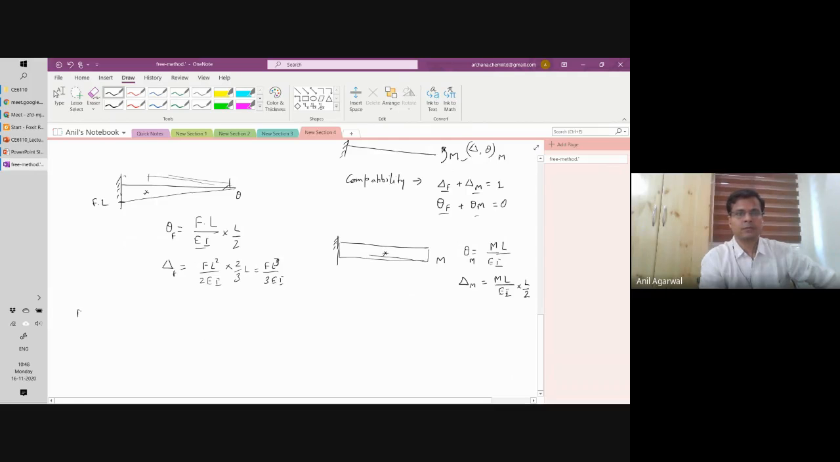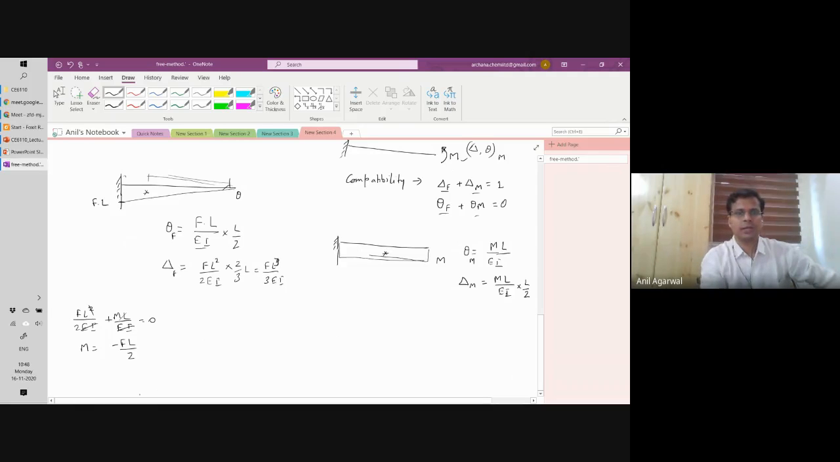So theta F is FL square divided by 2 EI plus ML divided by EI equals 0. So from here I can get M equals minus EI, and EI will cancel out. L square will cancel out. It is minus FL by 2. Am I right? Okay. That I can substitute into the other equation.